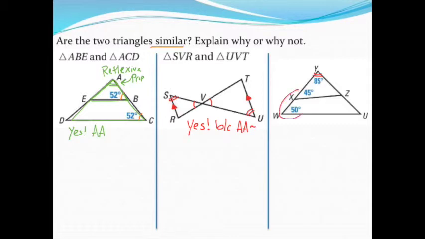However, as soon as I look right here, I can see that those angles are definitely not congruent to each other. And to be similar, I need angles that are congruent. Otherwise, they're going to be distorted. And so because those angles are not congruent, these two triangles are definitely not similar to each other.